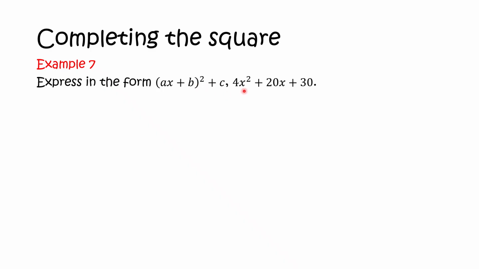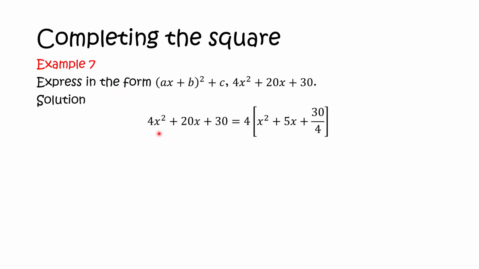Express in the form a(x plus b) squared plus c, 4x squared plus 20x plus 30. So in the solution, the first thing that we have to take note of is that we have to factor out the coefficient of x squared, so that we are left with 1 as the coefficient of x squared. But I also want you to see the form that we are given here.